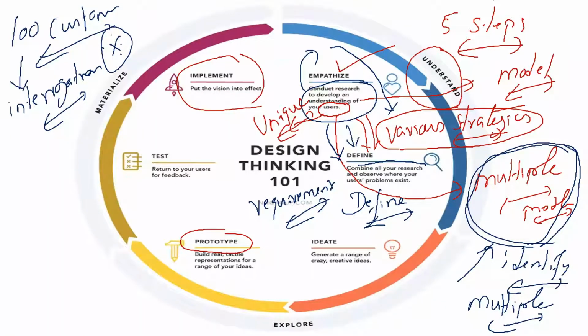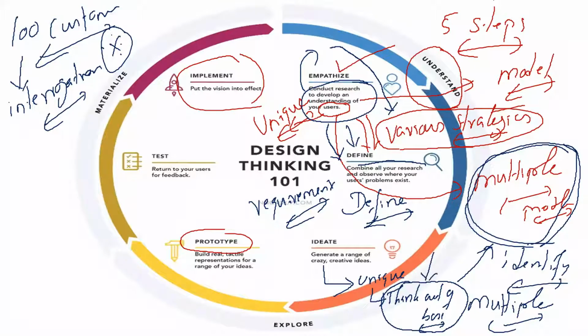Ideate means to become mad. So ideate means to create a range of crazy ideas. Crazy ideas means unique ideas. Unique ideas means thinking out of box. Think out of box. Okay, this thing called thinking out of the box, we can only do it forcibly. We have to create it ourselves. Nobody can teach us this thing called thinking out of the box.